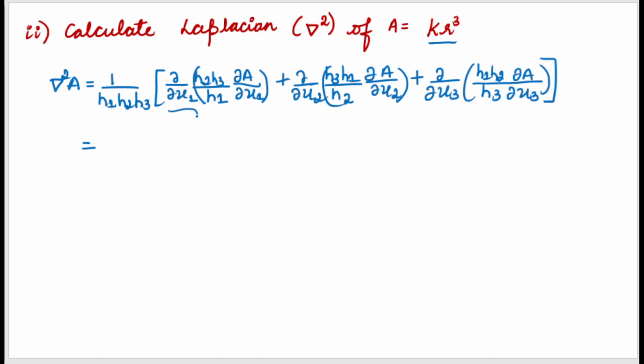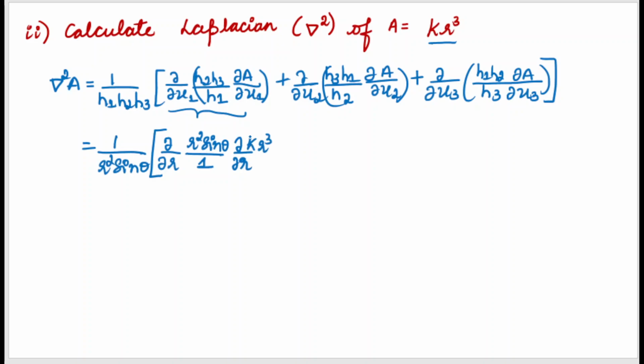So only the first term will be used. For the rest of the terms we will get the answer to be 0. So 1 divided by h1, h2, h3. In spherical coordinates, it will be r square sine theta into dou divided by dou u1. Here u1 is r, right? h2 into h3 divided by h1: h2 into h3 is r square sine theta, divided by h1 which is 1, into dou divided by dou u1. Instead of u1 it is r. Instead of a, we have k times of r cube.